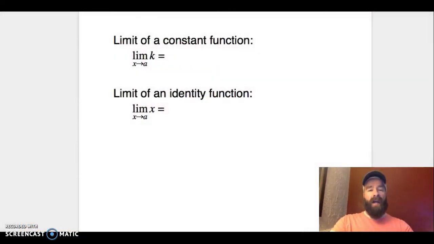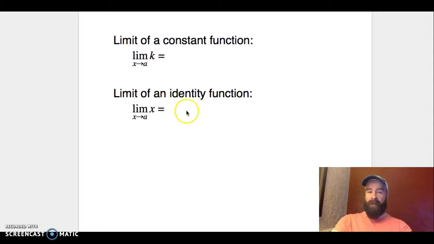Hey there, y'all. The purpose of this video is to explain how to find limits of two very special types of functions, one called a constant function and one called an identity function. A constant function is a function where the function equals a number the whole way around. So this k that's here represents just a number. So it could be like y equals 3, or y equals 1, or y equals 7, and we're interested in finding a limit of that function.